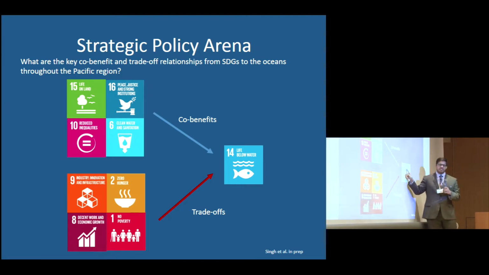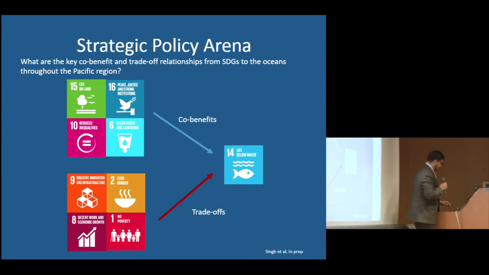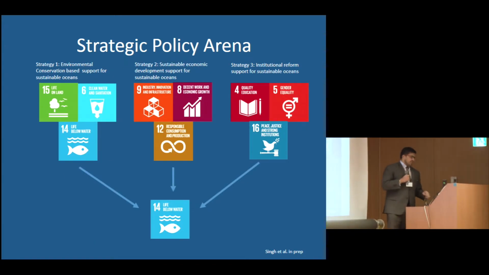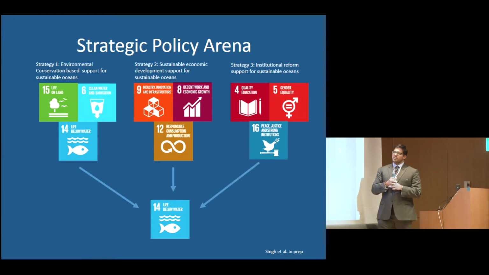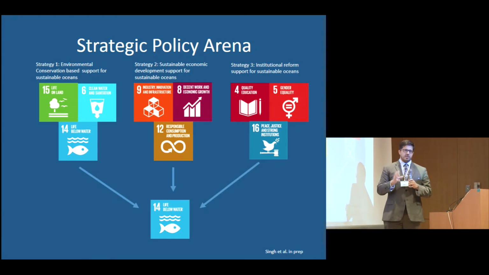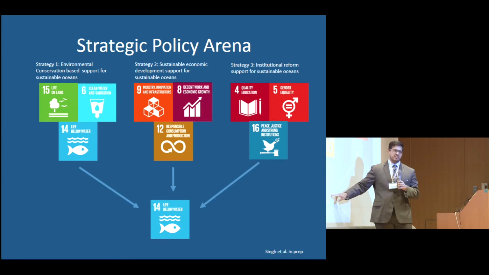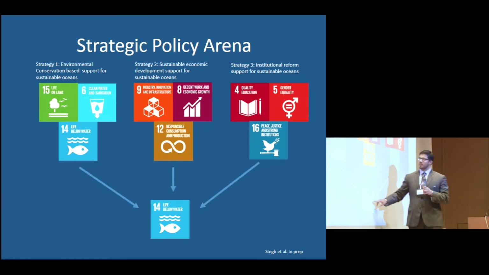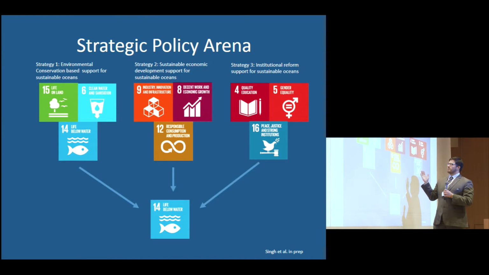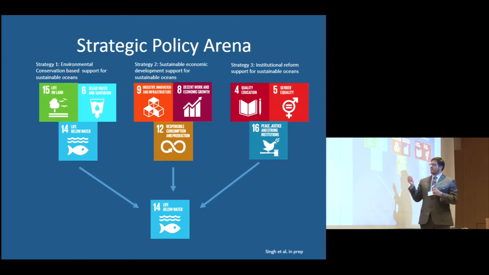So not looking at how important the ocean is to everything else, but looking at everything else as they support the ocean at a country level. Then you can potentially get different management strategies or policy strategies needed to support sustainable oceans. I've just hypothesized 3 potential strategies here.